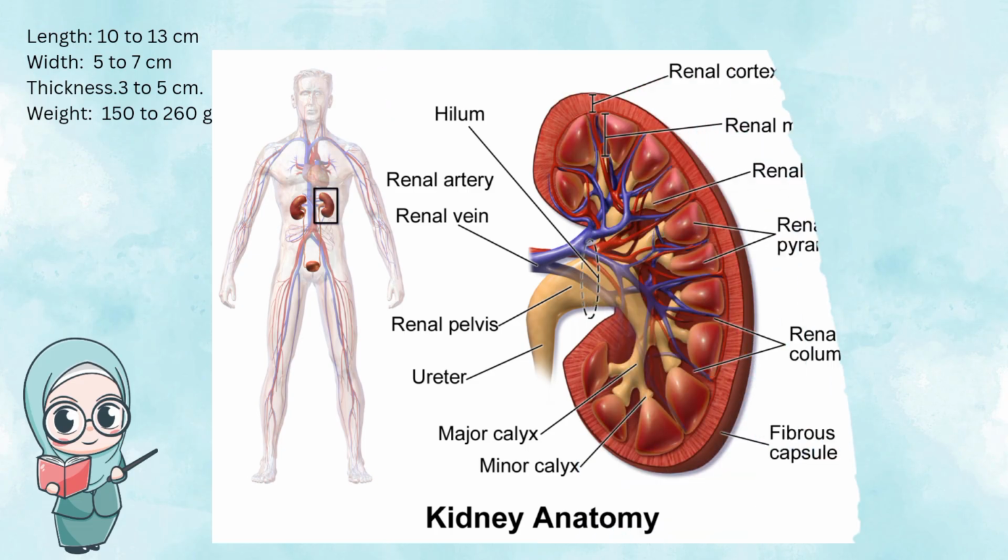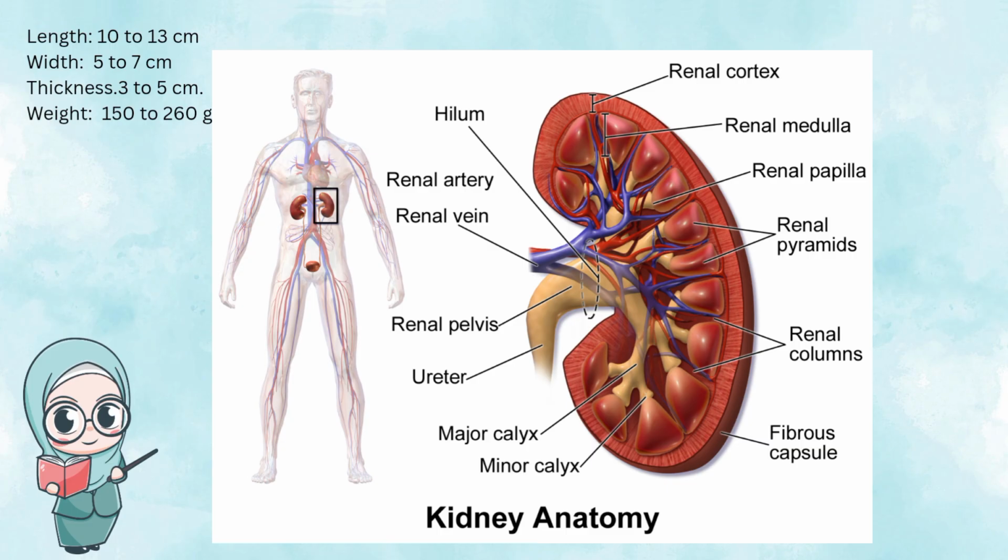Kidneys. External anatomy. Renal capsule. A tough, fibrous layer that surrounds the kidney. Renal cortex. The outer reddish area under the capsule. Renal medulla. The inner region consisting of 8 to 18 cone-shaped renal pyramids. Renal hilum. The concave part of the kidney where blood vessels, lymphatics, nerves, and ureters enter or leave.